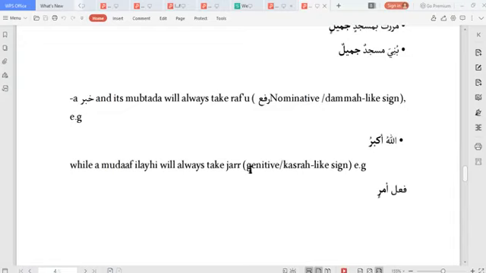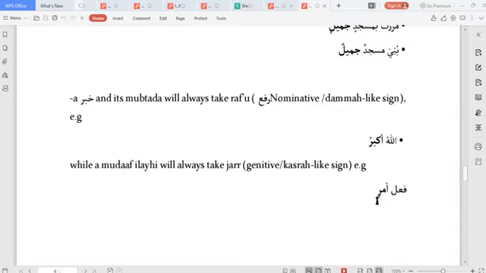Meanwhile, your mudaf ilayh is always majrur, always. However, your mudaf is subject to the context, as they say, wa idha yakun ala siyaq, depending on the words and the context. So it can be raf', nasb, or jarr. Although as a noun, the default vowel is damma. Do we get now? But if some things affect it, it can take other vowels like kasra and fatha too.